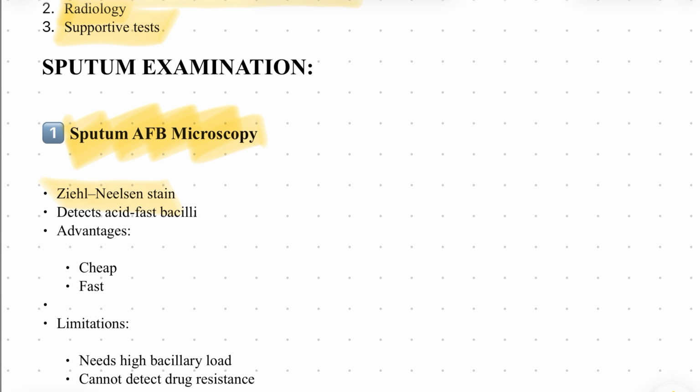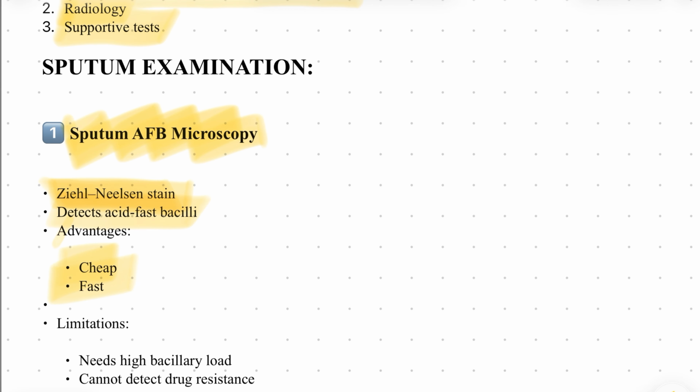You people are going to do ZN staining in second year, one of the irritating practical sessions. So I'm not digging into my practical experience. We did ZN stain, nothing deep into that. Then coming to why we do it, because it detects the acid fast bacilli.